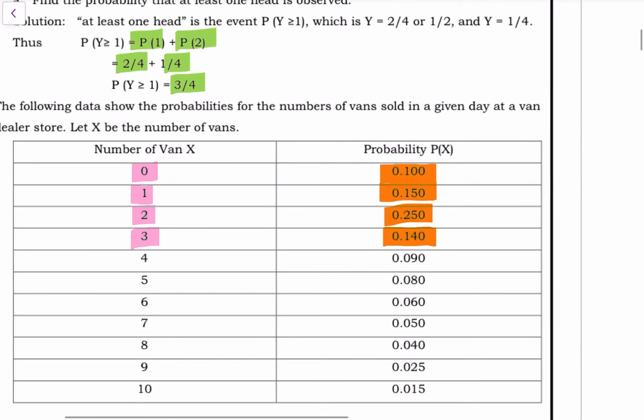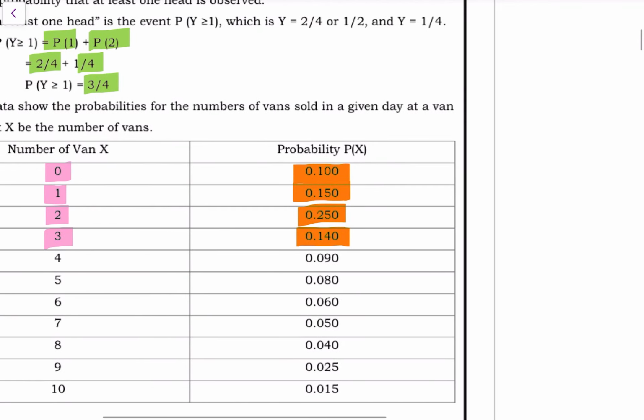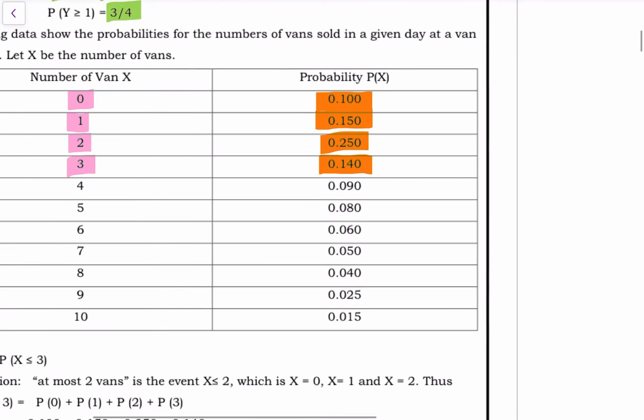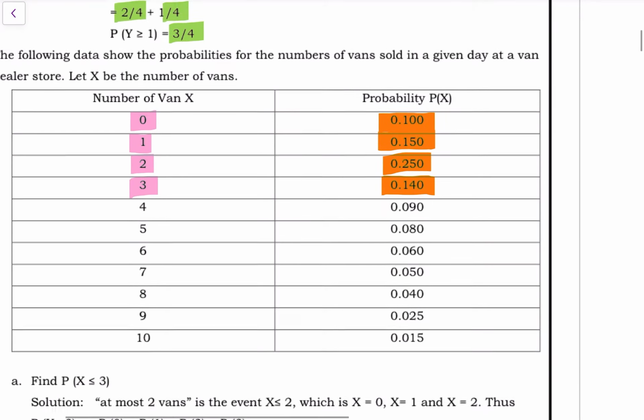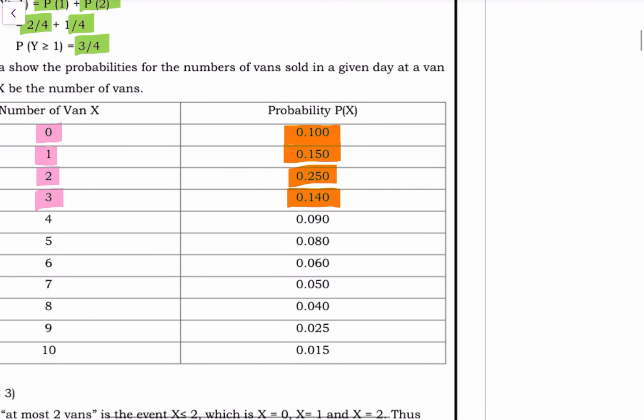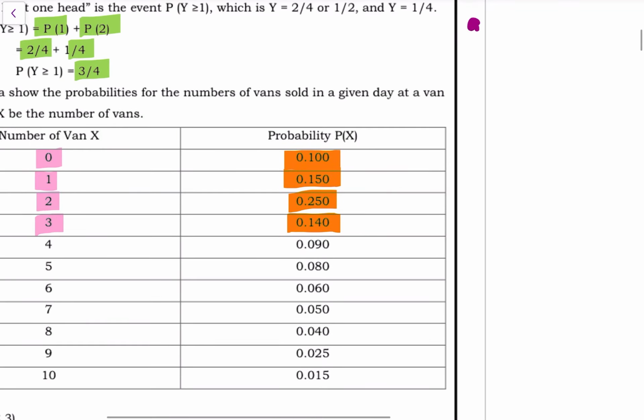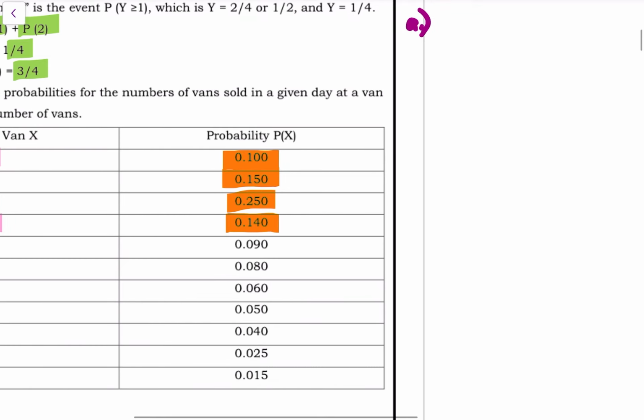Now, what if I want to know, ano kaya ang probability? What is the probability of selling at least... okay, at least, let's start with at most pala because that is the example. Let's start with at most. So what is the probability of selling at most 3 vans? So probability of getting X is less than or equal to 3. At most 3 vans daw.